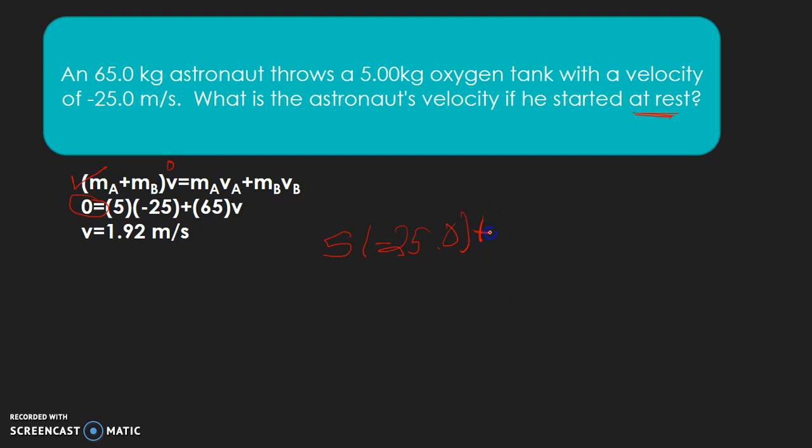Plus 65, which is the mass of the astronaut, but we don't know the velocity after the explosion or when the objects came apart. Again, this is all equaling 0. So we plug into our calculator and solve for V, and you should get 1.92 meters per second.